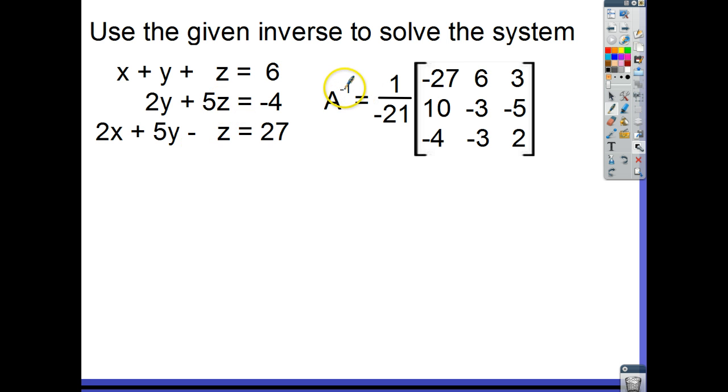Now, we know how to find the inverse of a 2 by 2, but there is not a process that I've shown you to find the inverse of a 3 by 3. So if we ask you to solve a system of equations with matrix equations, and it's 3 variables, 3 equations, we'll have to provide you the inverse, and of course this is it.